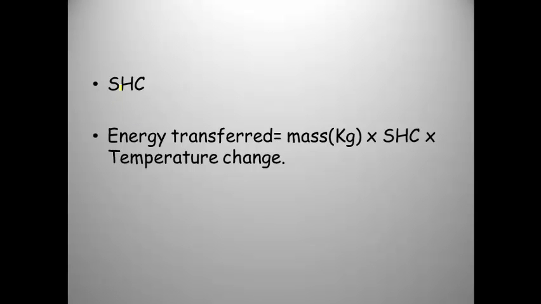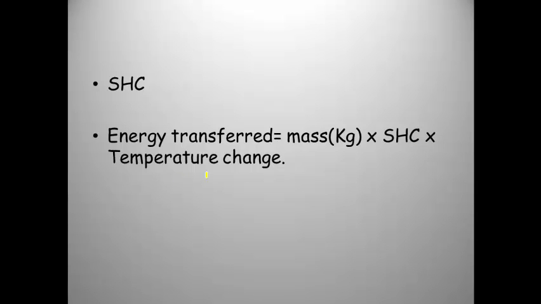SHC, specific heat capacity. Let's imagine you had 5 kilograms of water and you wanted to make it rise by, let's say, 10 degrees. What you would do is calculate how much energy is required to do that. So it's 5 kilograms of water, so 5 kg, times the specific heat capacity, which is going to be 4.2 in this case, and then multiplied by the temperature change, which was 10.